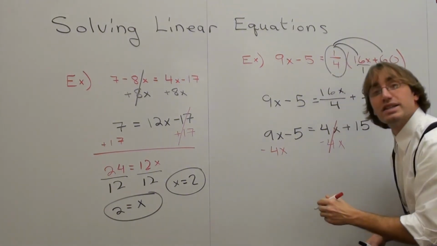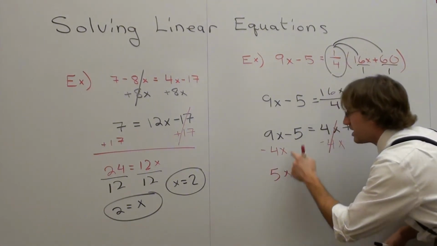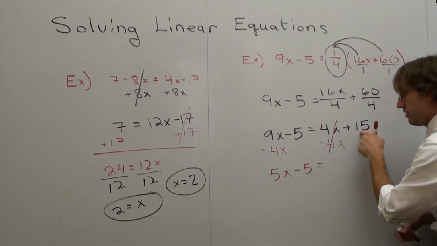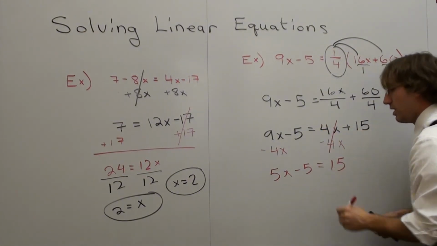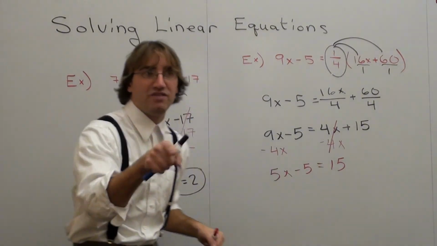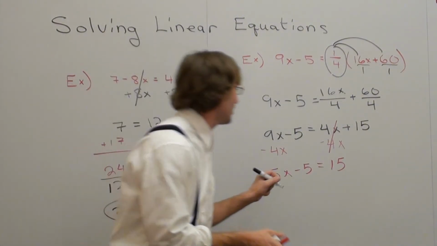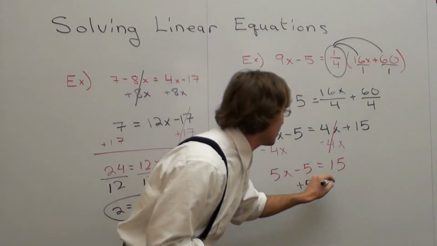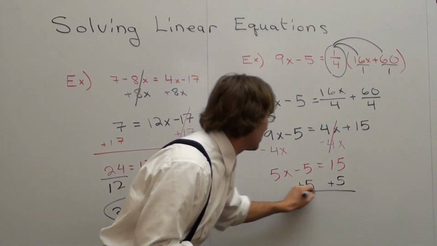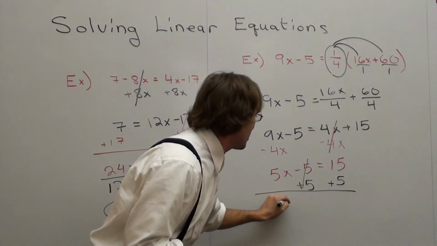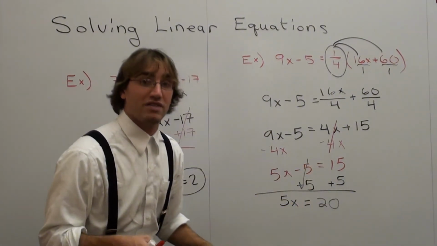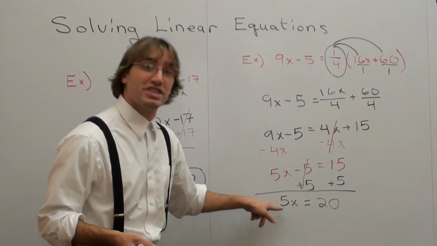9x minus 4x is 5x, I've got subtracted by 5 as well, equals 15. 5x minus 5. Add 5 to both sides. But what you do on one side of the equation, you do on the other. 5x equals 15 plus 5 is 20. That says 5 times x.